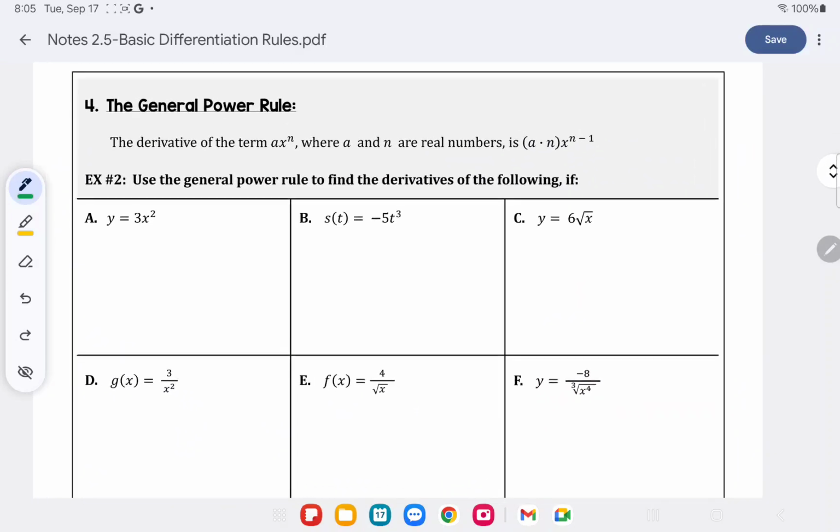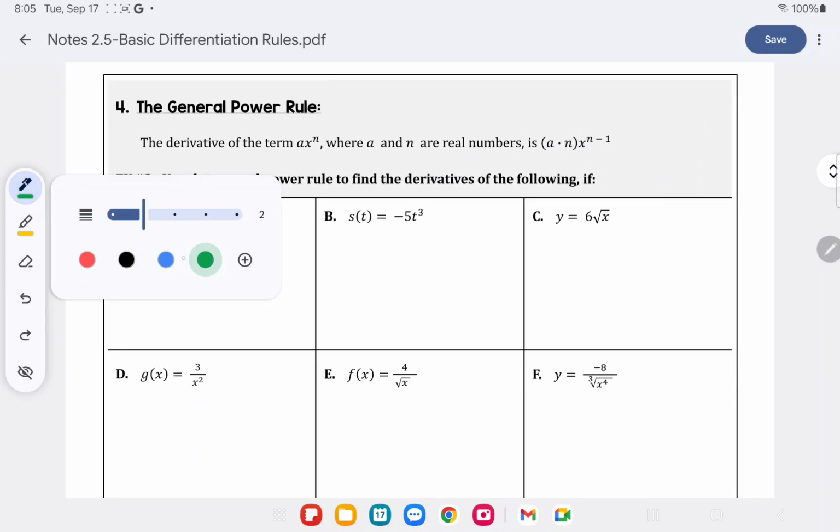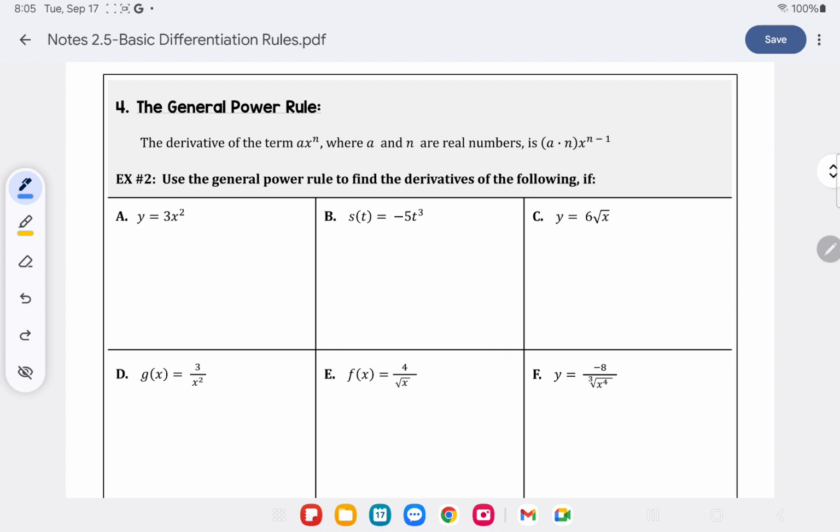Our next rule is the general power rule, and it actually works very similarly to just the power rule. The only difference is there might be a leading coefficient already. And if that's the case, we multiply the exponent by what's already there. So for A, what that looks like is multiplying the 2 times the 3 when taking the derivative to get 6x, and then similarly, we're going to subtract 1 from the exponent. So the derivative function of 3x squared is 6x.